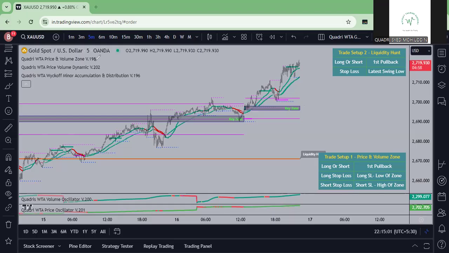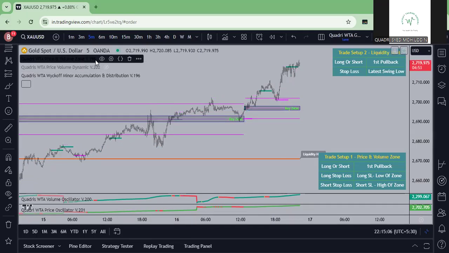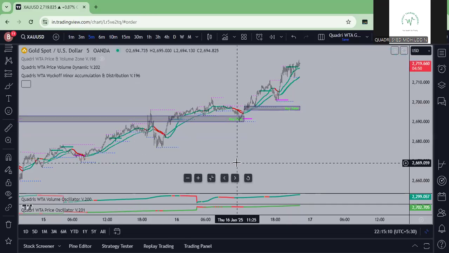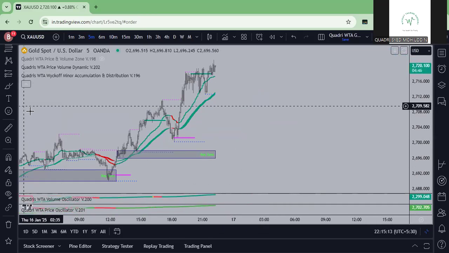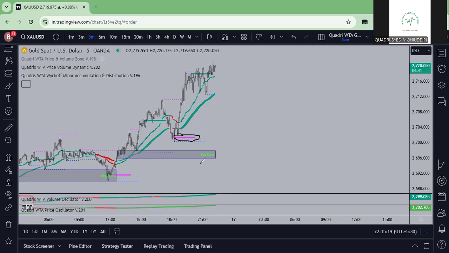So now, after explaining these two indicators, you have the 196 version. The 196 version is a minor accumulation and distribution indicator which gives you accumulation and distribution price levels. If we get a trade opportunity on the breakdown or breakout of this, we trade the first pullback. All my strategies are first pullback strategies.